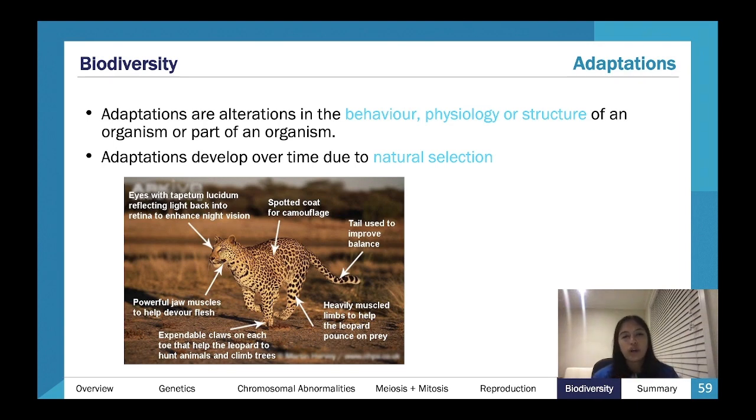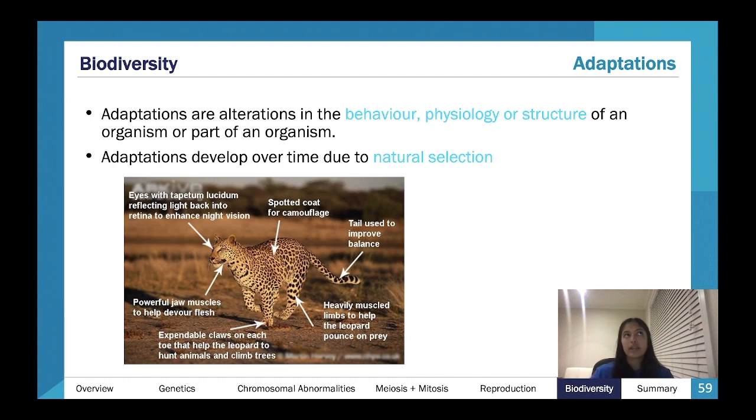So behavioral, we're often thinking about things to do with mating, like a certain call or a certain dance. Sometimes you can see this with birds, like tropical birds and things like that. These are behavioral adaptations because they increase the likelihood of mating, and obviously that increases the chance of offspring survival.